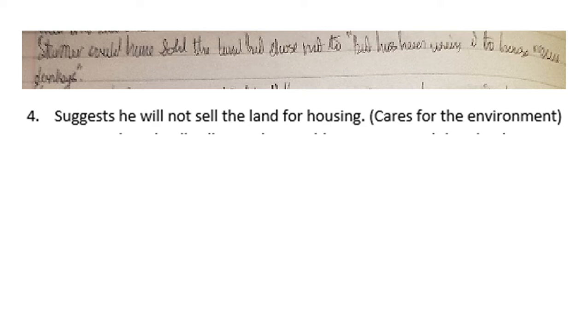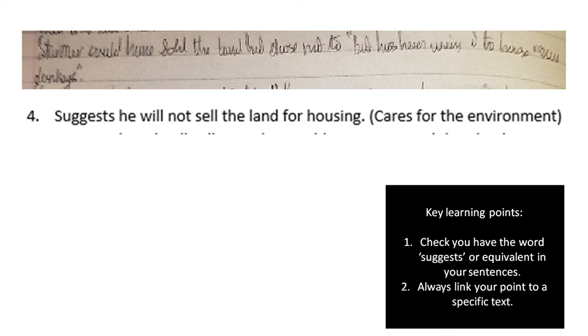Now, the reason that this one wouldn't get a tick is for two reasons. The first one is there's no inference, so it's a description of what Starmer has done, but it's not telling me how Starmer is presented, what it suggests about Starmer. So always check, and you write this down, check that you have the word "suggests" or an equivalent word in your sentences to make sure that you've got an inference there. And also just say to yourself, have I got an inference there?